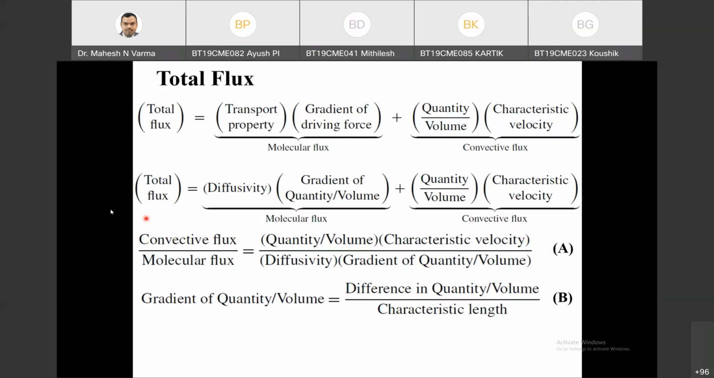Okay, 99% correct when I am calling total flux a convective flux, because whenever there is a convective flux, the total flux is dominated by convective flux. Is this clear? Yes, sir.